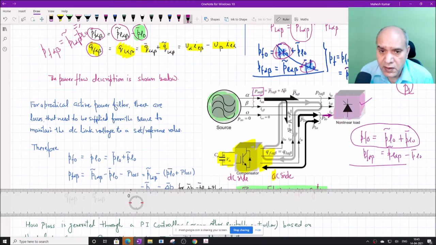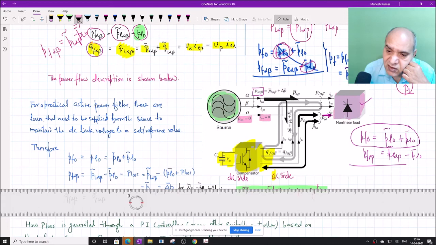See here. Ps0, the zero sequence source power, is equal to zero, and that implies that Is0 is zero. So there is no zero sequence current from the source side. That is the sign that the source current is balanced after compensation.